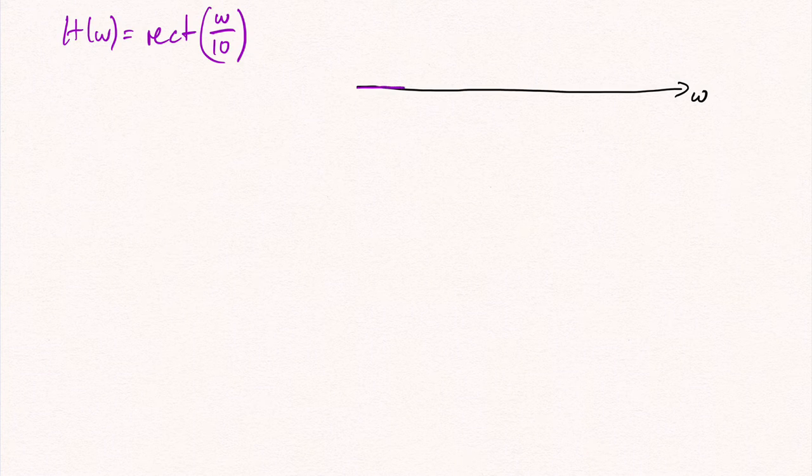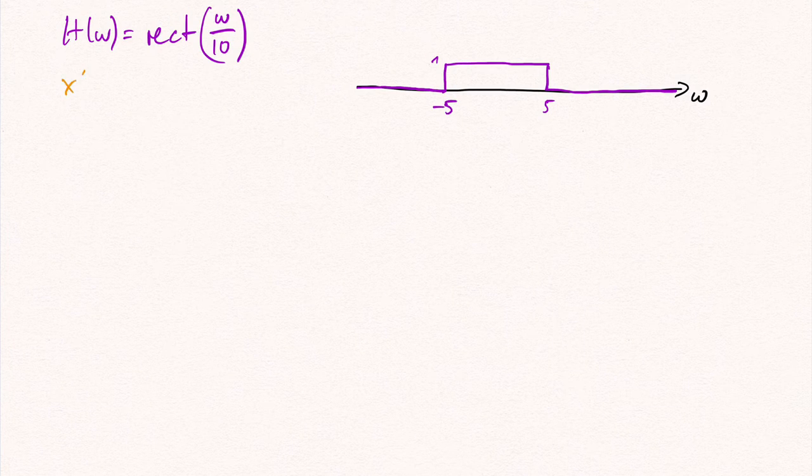Our frequency response h of omega is given by a rectangular function of omega with width 10, so that the frequency response is 0 for all frequencies up until minus 5 radians per second, 1 for all frequencies between minus 5 and plus 5 radians per second, and then 0 again for all frequencies greater than 5.